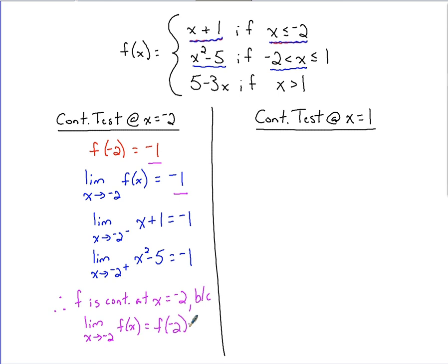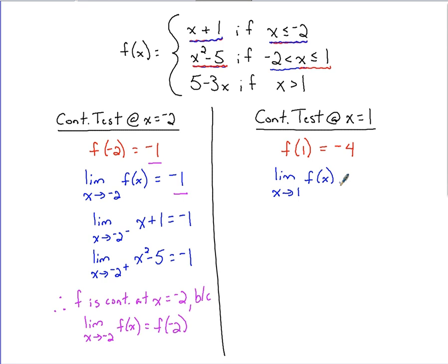Now, in the same manner, we will conduct a continuity test at x equals 1. We begin by taking 1 and plugging into the function. We will plug 1 into the second piece because that is where x is less than or equal to 1. So 1 goes into the second piece for x. We have 1 squared minus 5, which is -4. Next, take your limit as x approaches 1 applied to this function.